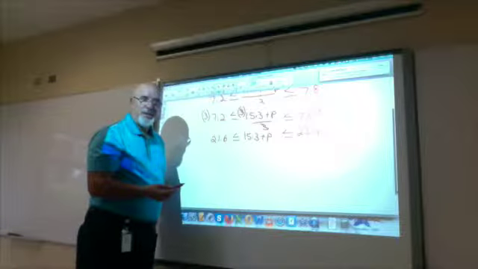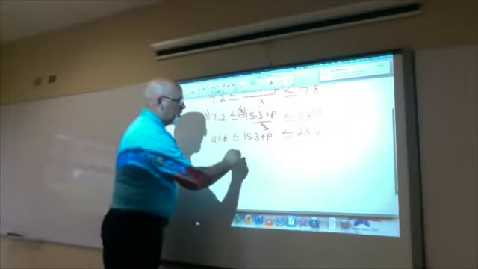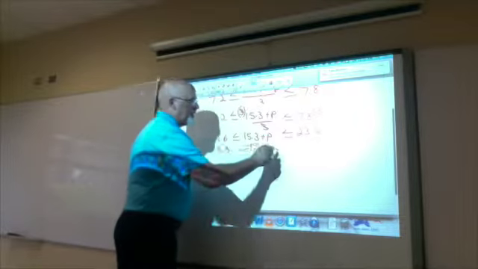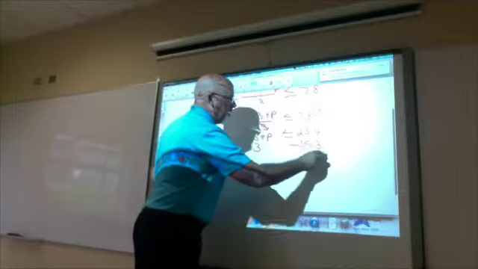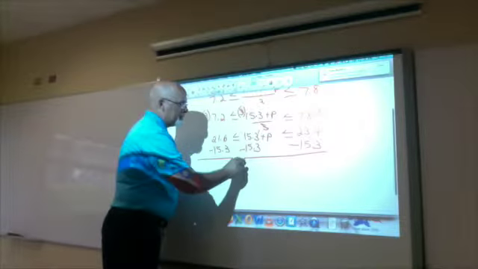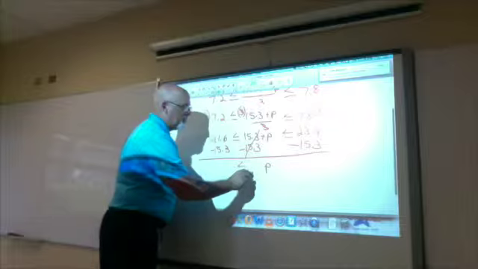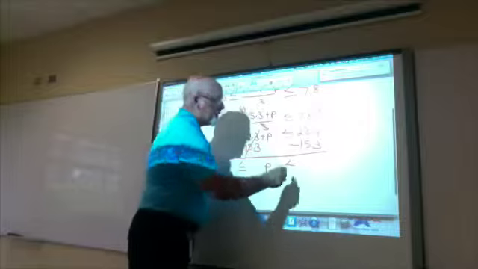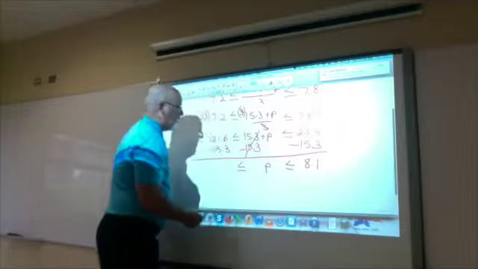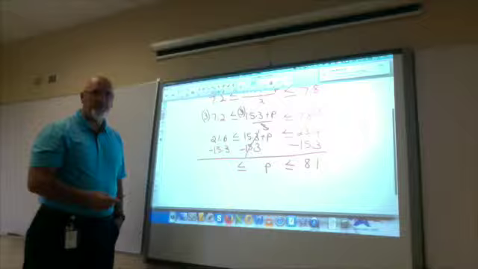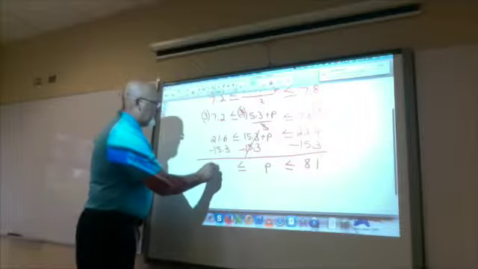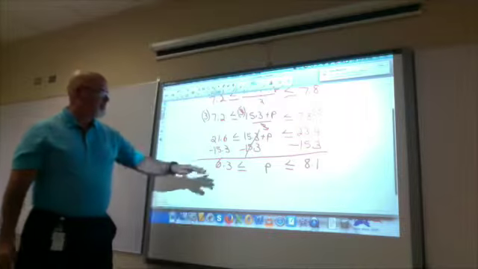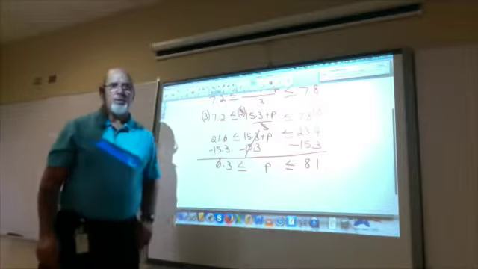Now we need to get rid of the 15.3 so that P will be by itself. So we go minus 15.3 on all sides. That cancels out. We're left with P. Put the signs. 23.4 minus 15.3 gives us 8.1, and 21.6 minus 15.3 gives us 6.3. So our answer is between 6.3 and 8.1.